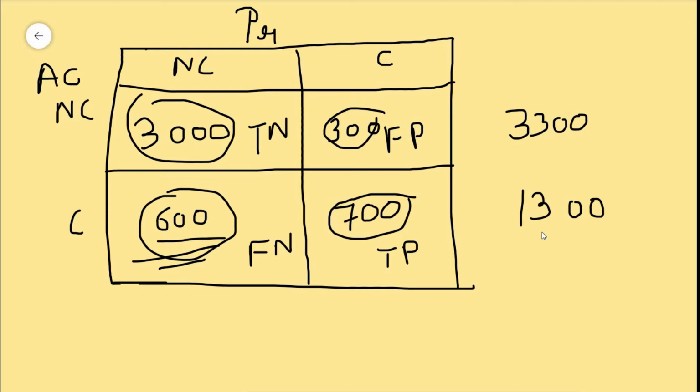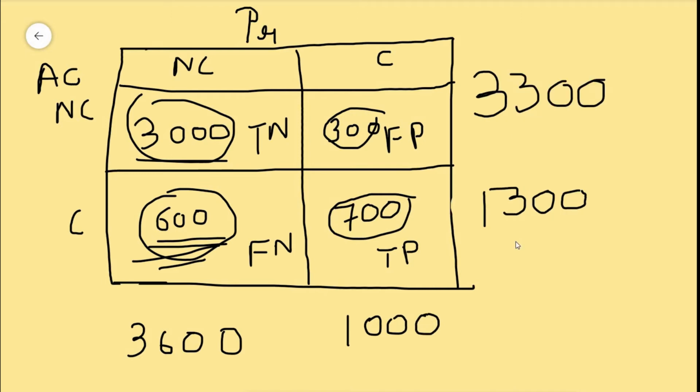So these are the actual cases where the people have cancer. These are the actual data points. And if we sum this one and this one, these are the predicted values. That means 3600 times the model has predicted the values are non-cancer, and 7 plus 3, that is 1000 data points are predicted by the model who are cancer.